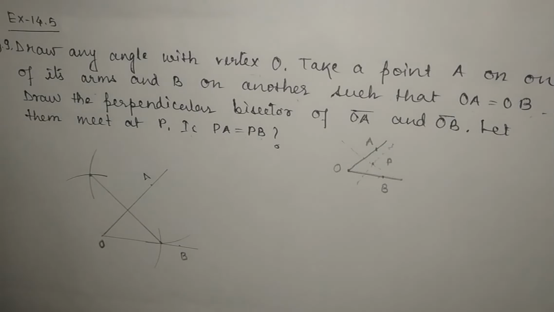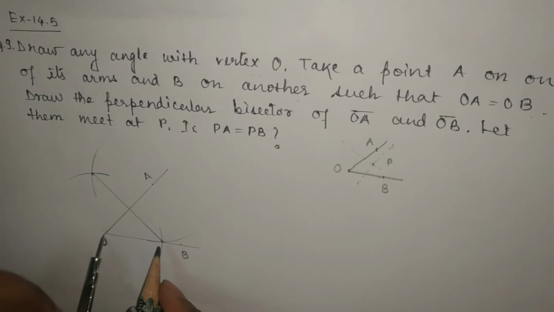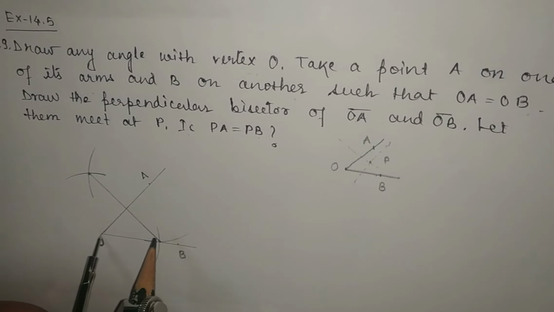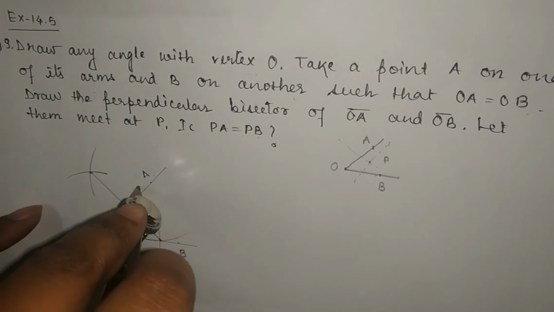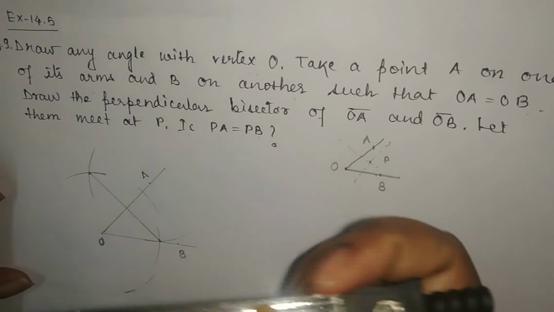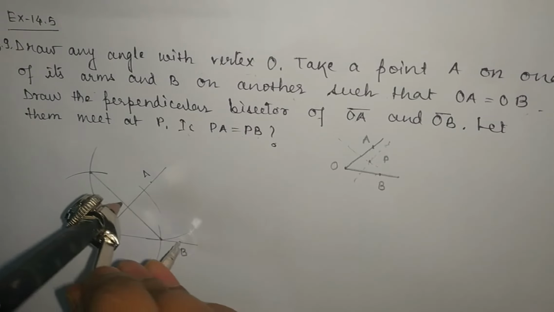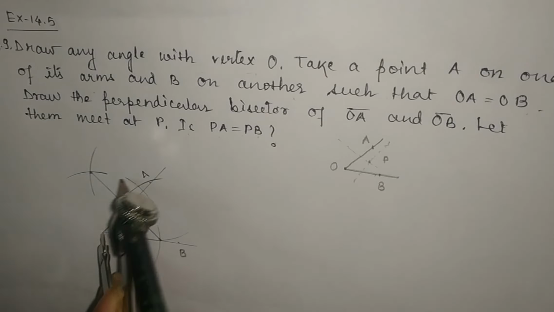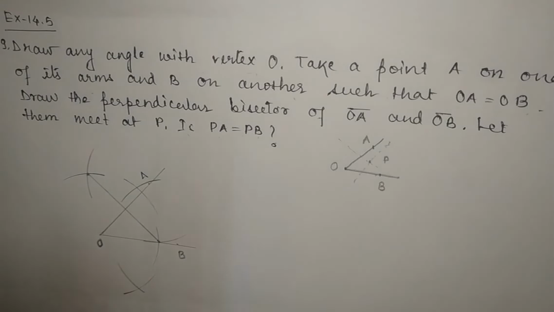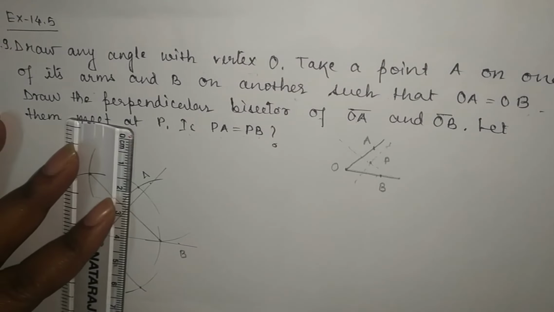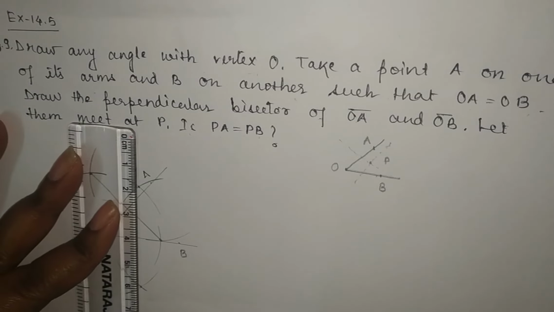Now we will have to draw the perpendicular bisector of OB. So for this we will take the measurement more than half of OB. We'll open the compass more than half of OB and then draw an arc upwards and downwards. The same measurement from point B upwards and downwards. Let's extend the arc. So we have got two intersecting points, and let's join these two intersecting points.